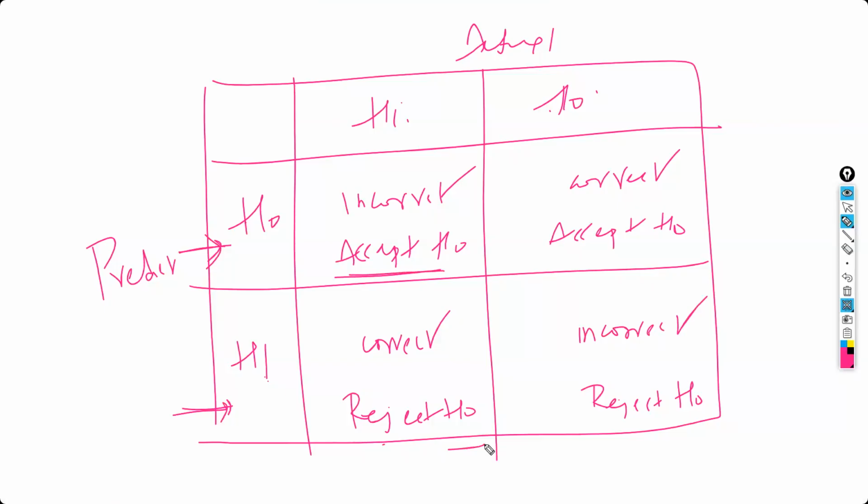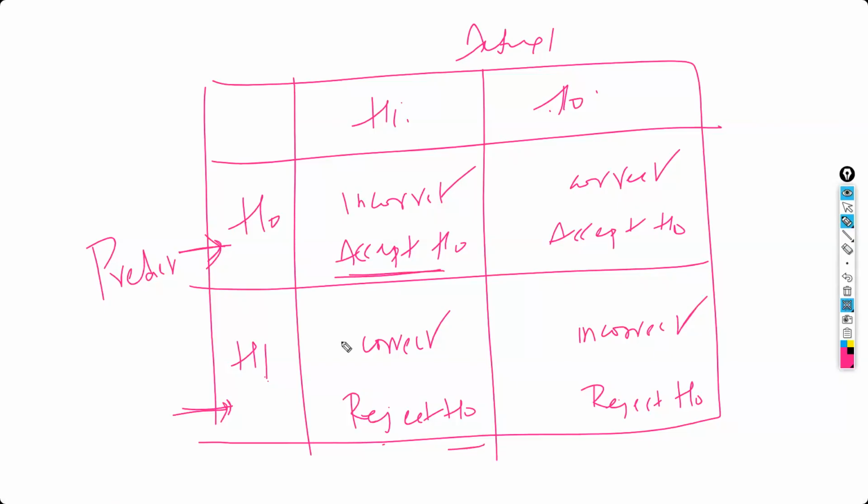Now I have written row-wise. Row-wise accept H0, predict H0, reject H0. Row-wise I have written. If predict is on the column side, you have to write column-wise. That is the shortcut. Is the point clear?